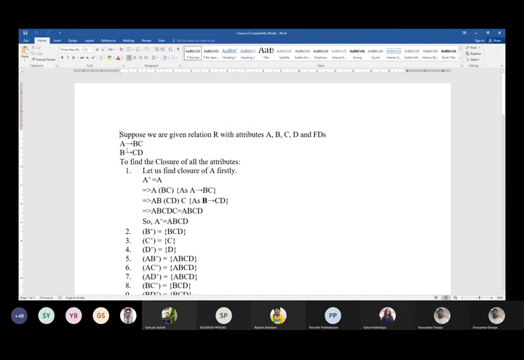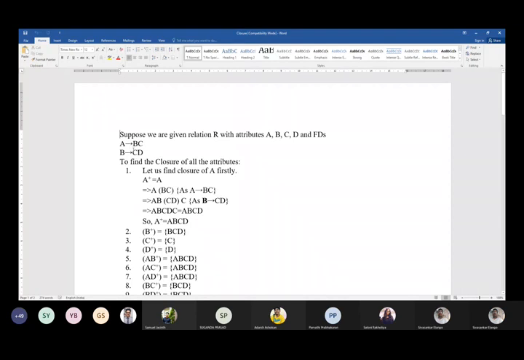Again, B closure is going to be CD, right? So ultimately A closure is going to be ABCD. Using that attribute A, you can functionally determine all the attributes in that relation. A closure is A, then BC, and B can functionally determine CD. So A closure is going to be ABCD. Similarly, we'll find the closure for all the elements in this relation.